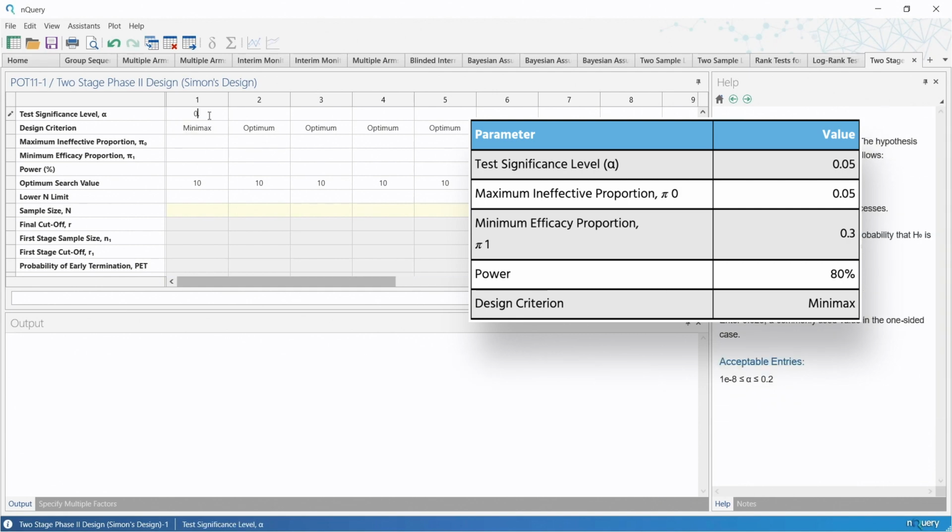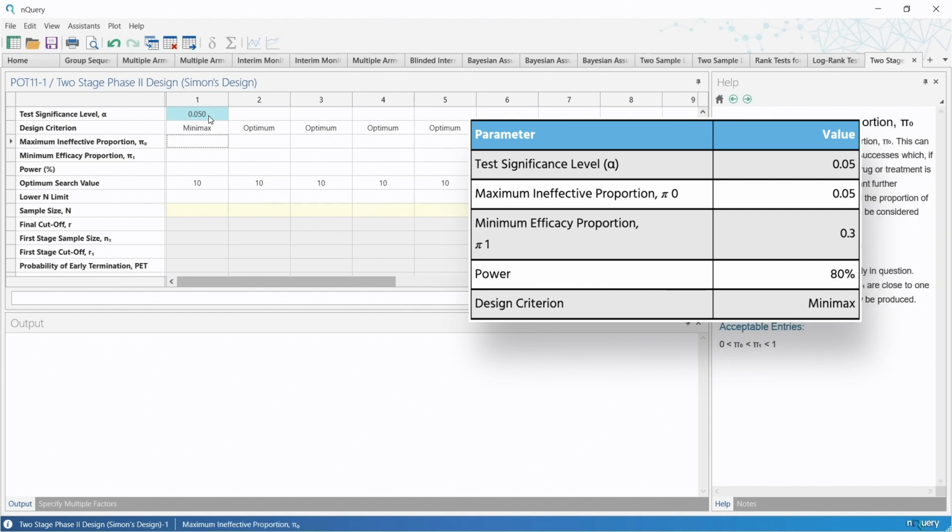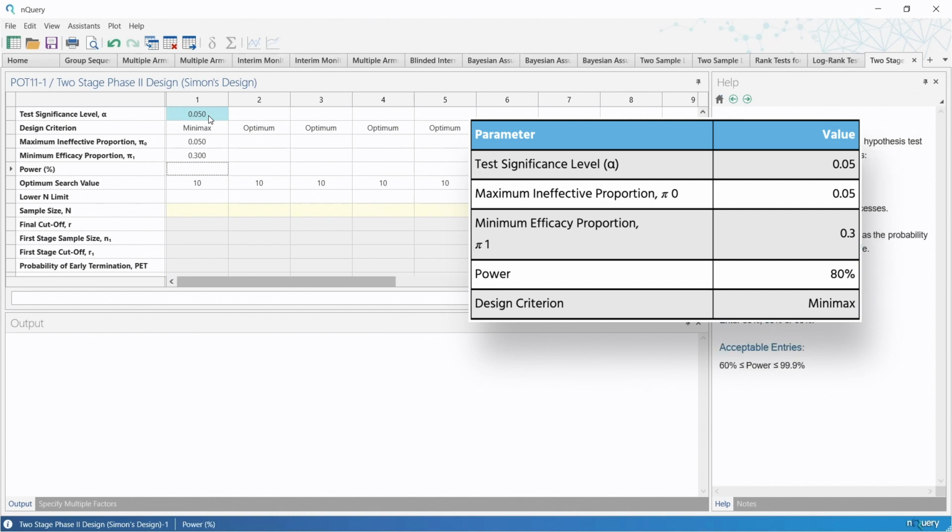In this case, they wanted a significance level of 0.05, and in their opinion, the maximum ineffective proportion would be 0.05. In other words, if they got a response of less than 5%, they would consider that to be poor, whereas they considered the minimum efficacy proportion to be 0.3. In other words, if the proportion of responses was greater than 0.3 or 30%, they would consider that good.